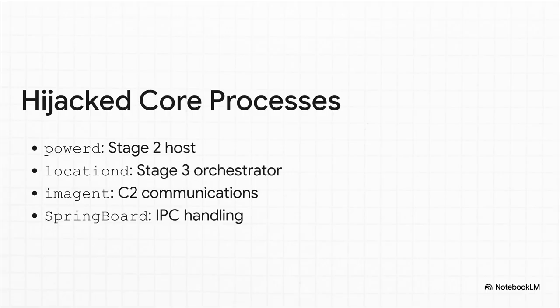Powerd is really just the beginning. Coruna distributes its workload across several trusted iOS processes. It uses LocationD as the main orchestrator for its third stage. It hijacks Imagent to handle secure communications, and it even uses Springboard, the very process running your home screen, for inter-process communication. By doing this, there's no standalone malware process to spot. It's literally wearing the skin of the operating system.